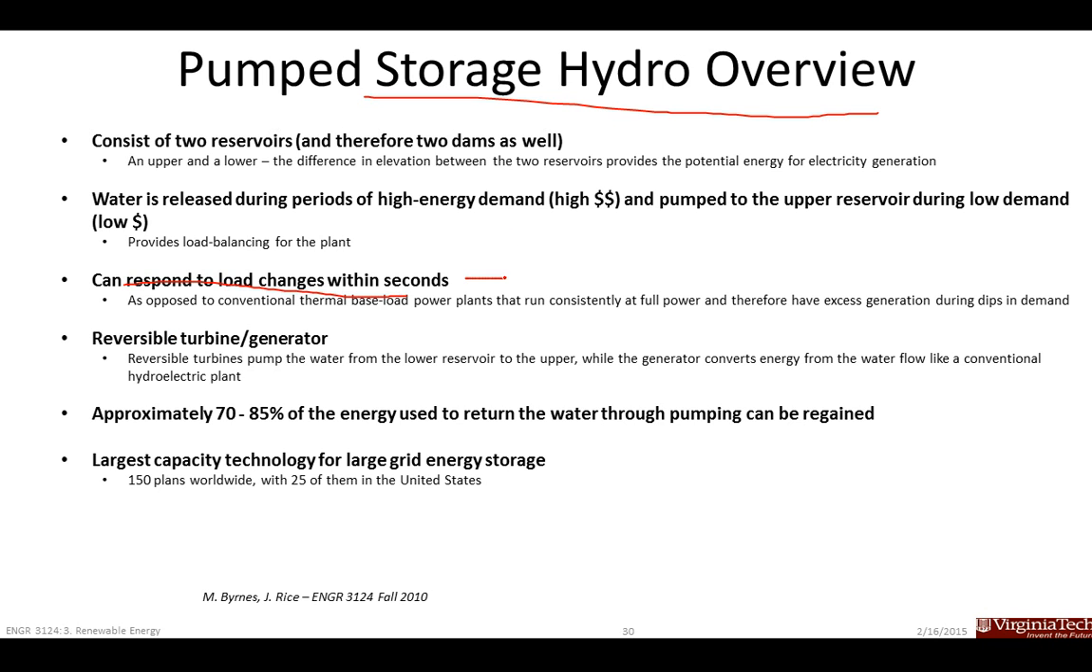Let's say for some reason you have a plant go down in your electrical system, you can turn this on. What they do normally at night is reverse the turbines and pump water from the lower to the upper, thus creating a bigger battery. 70 to 85% of the energy used to return the water through the pumping system can be regained. So if you want to run your plant at maximum efficiency at night when there's not a whole lot of power consumption, you can pump water upstream to help with your energy generation during the day.